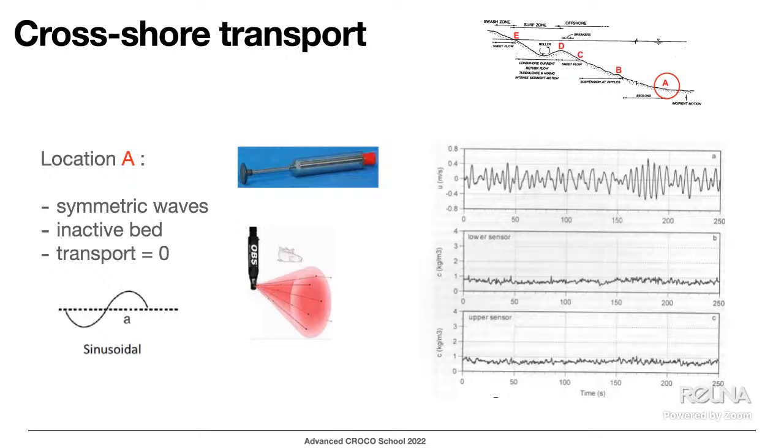So offshore at location A, there was a measurement of sediment there. At this point, we are offshore, so the waves do not feel the bottom. The waves are linear, sinusoidal, and so the bed is inactive. There is no erosion of sediment, so the transport of sediment at this point is 0. Even if the velocity has a variation due to incoming waves, if we put 2 sensors at different water depths, they experience the same sediment concentration. So there is no net transport at this point, which was expected.